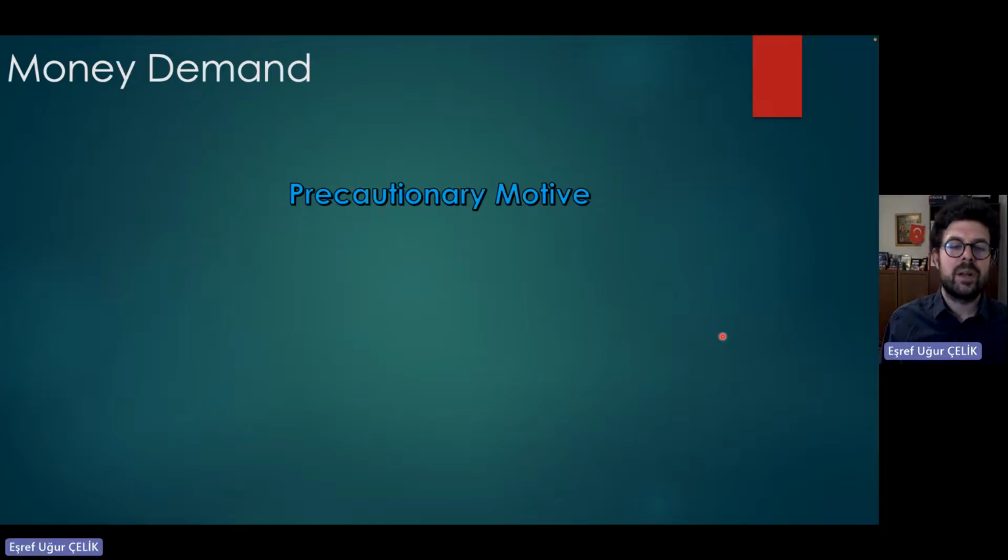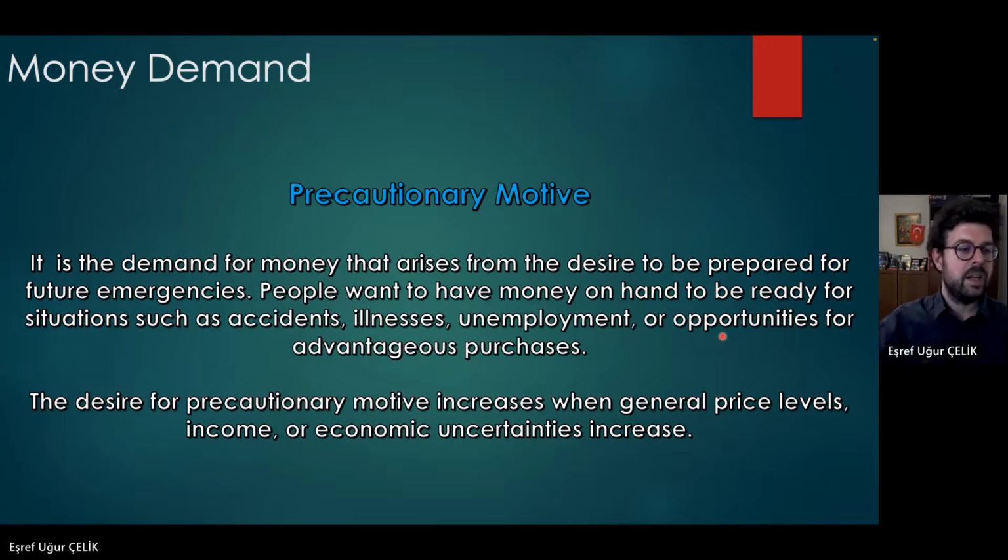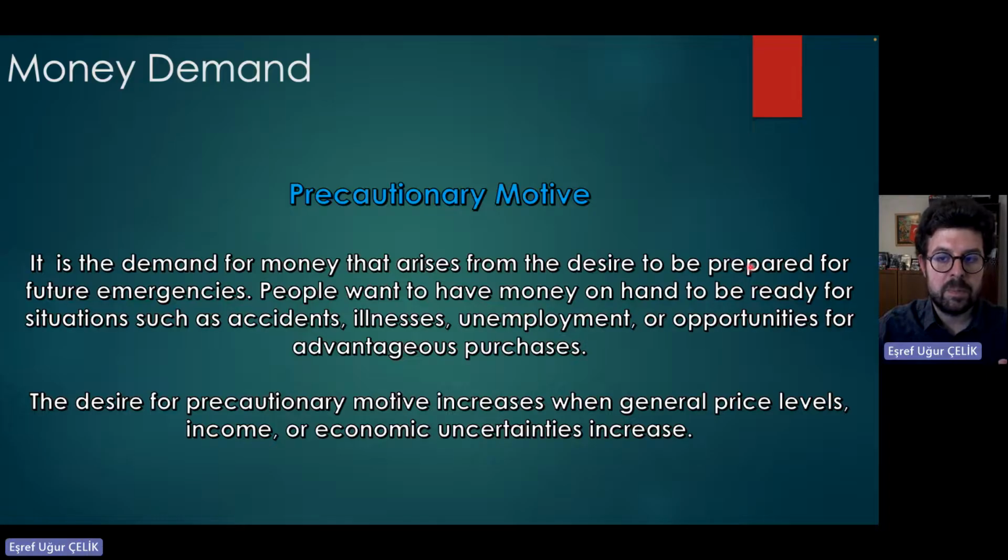Okay, let's look at the precautionary motive. In Turkish, önlem güdüsü or ihtiyat güdüsü. Okay, let's look at the legal definition. It is the demand for money that arises from the desire to be prepared for future emergencies. We can demand money to be prepared for future emergencies. That may be a good thing or bad thing. Mostly we prepare for future emergencies for the bad thing.